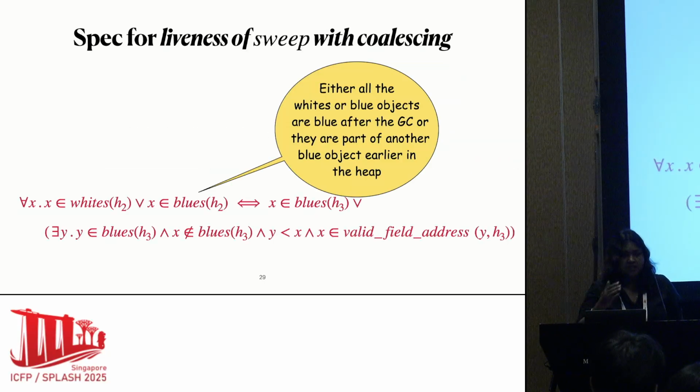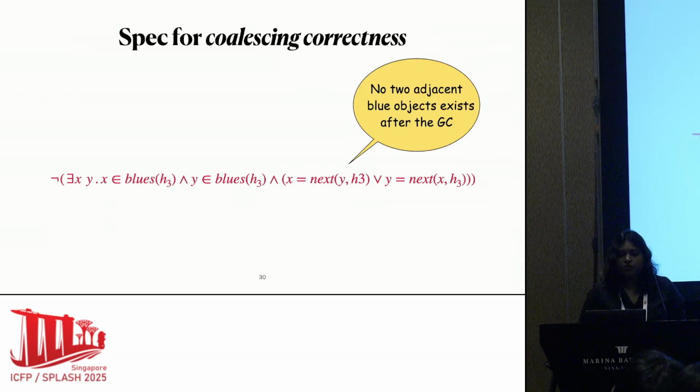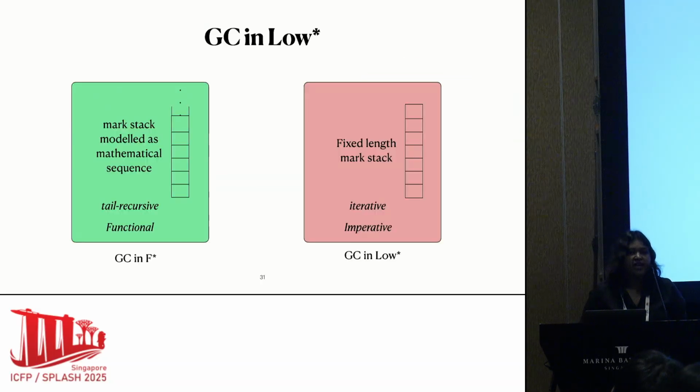So the sweep with coalescing's liveness condition says that either all white or blue objects are blue after the GC, or they are part of a blue object which is found earlier in the heap. So that's the precondition we needed. That's the postcondition we needed to prove that it preserves liveness. And we also prove that no two adjacent blue objects exist after the GC. So there is no fragmentation. Now, this functional GC is over.